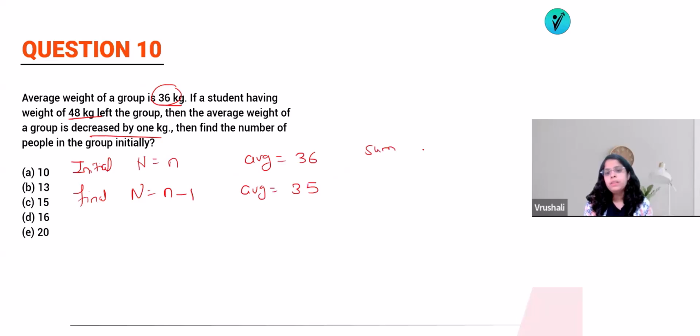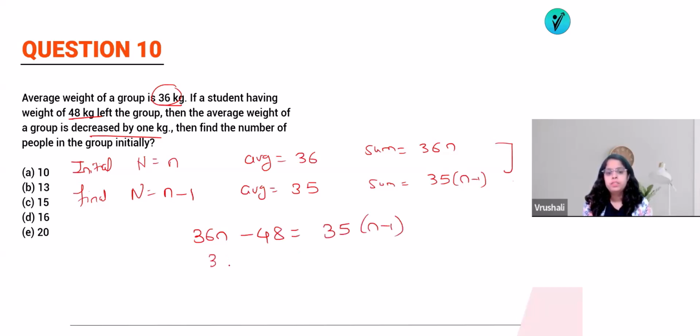So what was this sum? This sum was 36n. And what will be this sum? 35 into n minus 1. And I know that from this sum to this sum, there is a difference of one person's weight, which is 48 kg. That means 36n minus 48 is equal to 35 times n minus 1. So 36n minus 48 is equal to 35n minus 35.